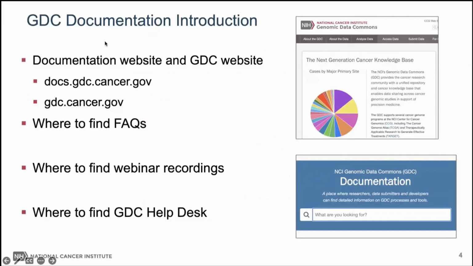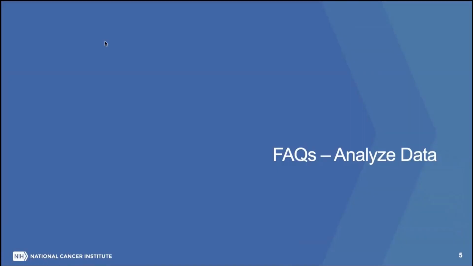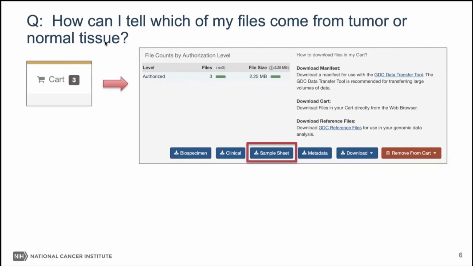So going back to the presentation here, we're going to start with some frequently asked questions, and the first section is on analyzing data. The first question is, how can I tell which of my files comes from tumor or normal tissue? You may have a group of files that you are downloading from the portal, and it may not be obvious which tissues they come from.